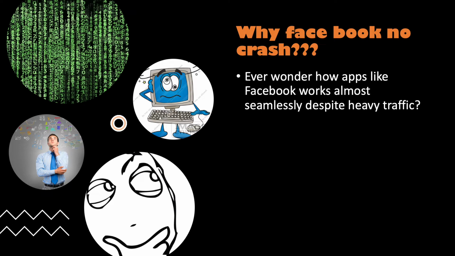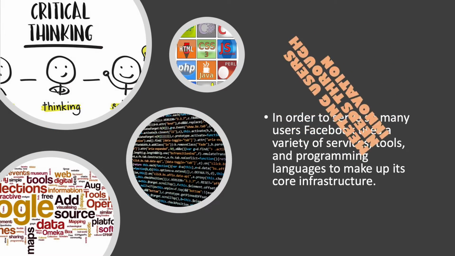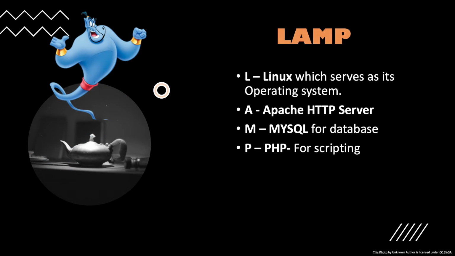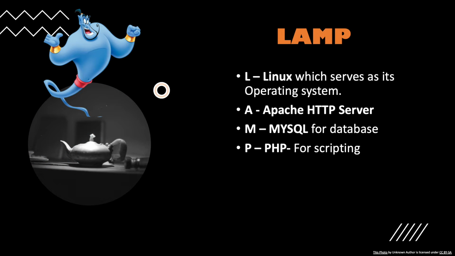Ever wonder how apps like Facebook work almost seamlessly despite heavy traffic? In order to serve so many users, Facebook uses a variety of services, tools, and programming languages to make up its core infrastructure. Initially, Facebook servers were built upon a software bundle called LAMP, which is made up of Linux, Apache HTTP server, MySQL, and PHP.